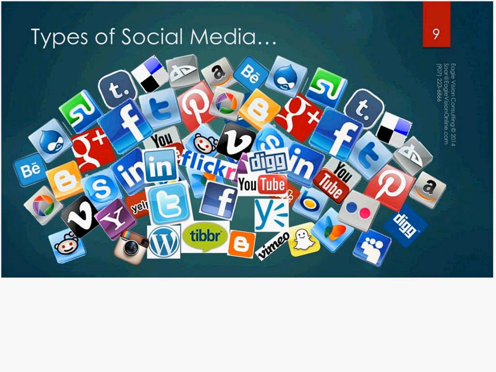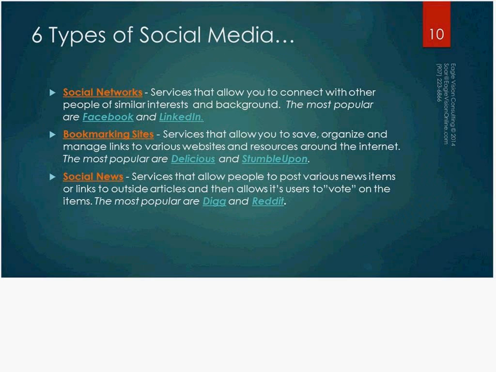There's Flickr, there's Facebook, there's StumbleUpon, Vimeo, all kinds of them, and there's new stuff. Instagram's been out for a while, but there's Snap, I think it's called Snapchat. I can't remember what it is. Take the picture, 10 seconds, and it's gone. And social media is basically divided up into 6 areas or 6 types.